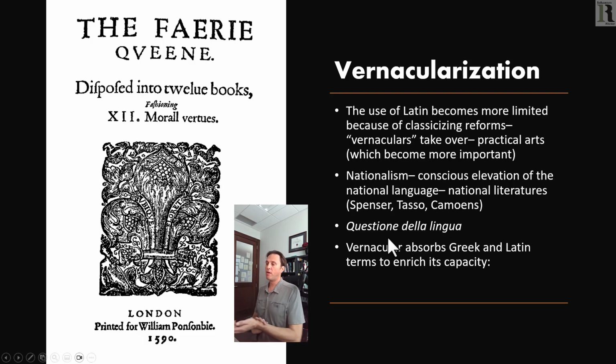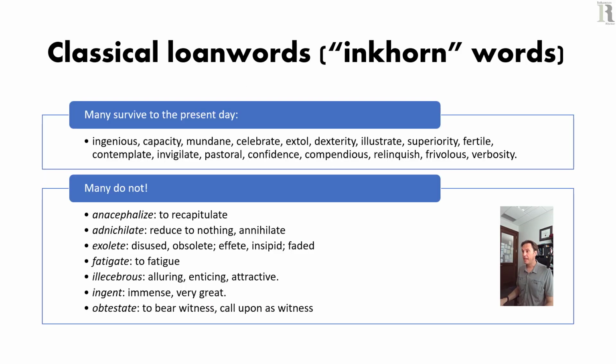One of the sort of controversies in the early modern period then was what was called in Italy the questione della lingua, which is the question of the language. What is the right language for literature? What should people write in? The vernacular won, but it won in part by absorbing a lot of Greek and Latin terms to enrich its capacity. Let's look at the effect of that in English.